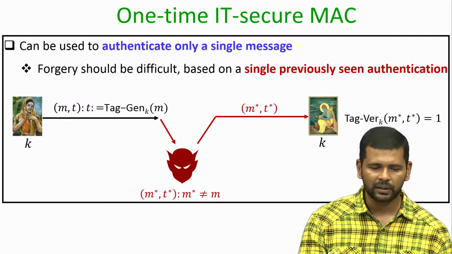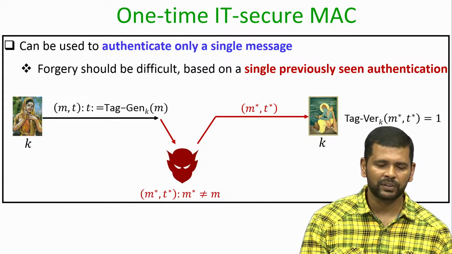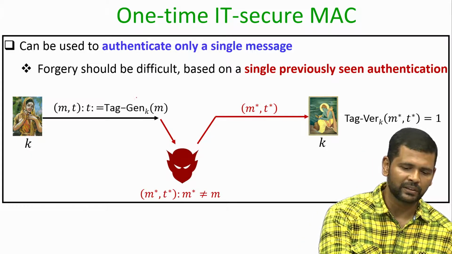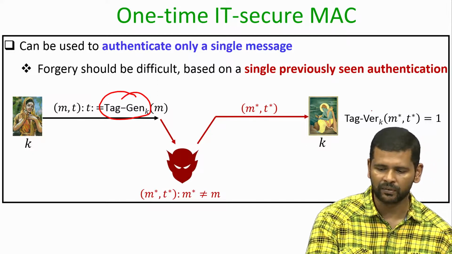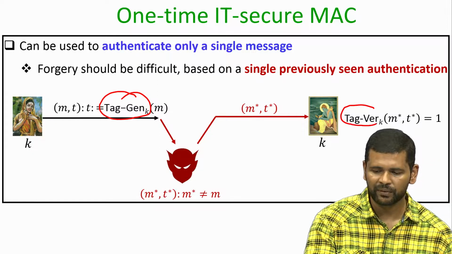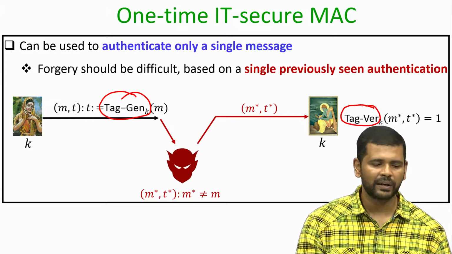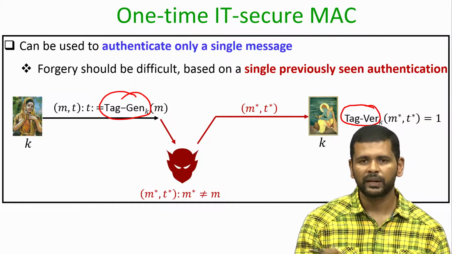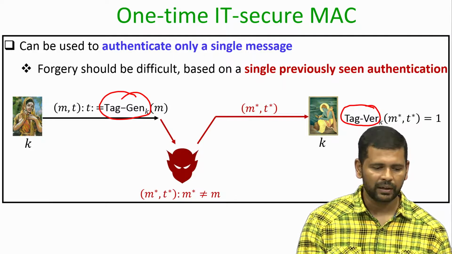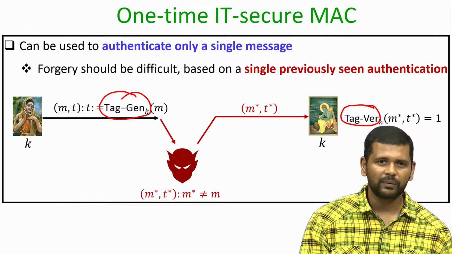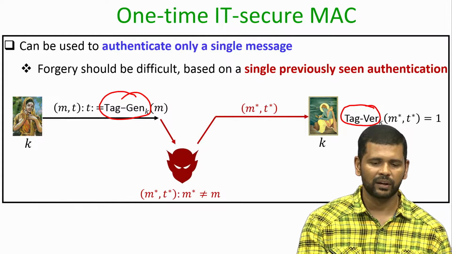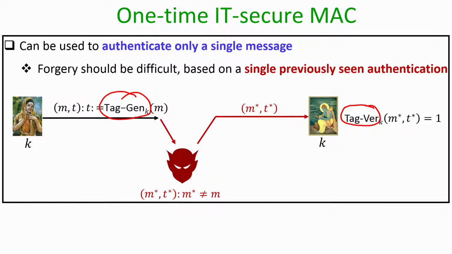So, imagine that we have a one-time information theoretic secure MAC where the tag generation algorithm is TagGen and the tag verification algorithm is TagVer, and imagine that we have a shared key which is uniformly randomly selected from the key domain of the underlying MAC and pre-shared between the sender and the receiver. For simplicity, we assume that the message authentication code is a deterministic MAC.